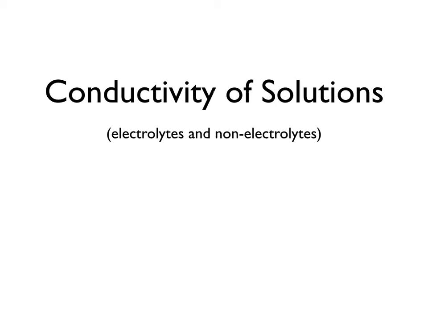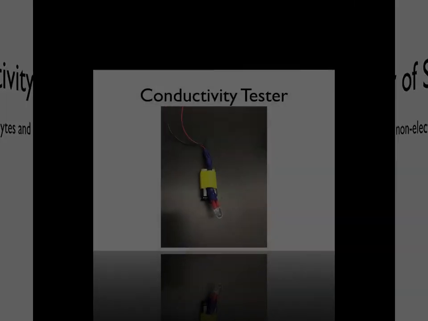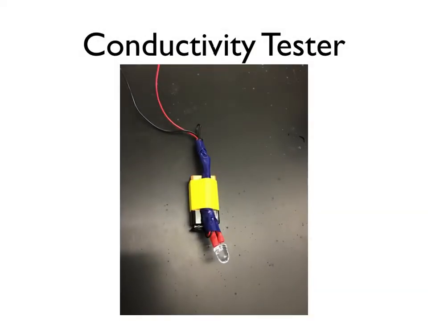In your most recent lab that we did, we were checking solutions and trying to evaluate whether they conduct electricity or not. And so we were trying to differentiate between electrolytes and non-electrolytes. To do that, we used a conductivity tester, at least in my demonstration I did. Here you see the tester with the open circuit, the wires are not connected to each other. You can see the battery that's attached to the circuit, and you can see the LED that will light up if electricity does indeed flow through the circuit.